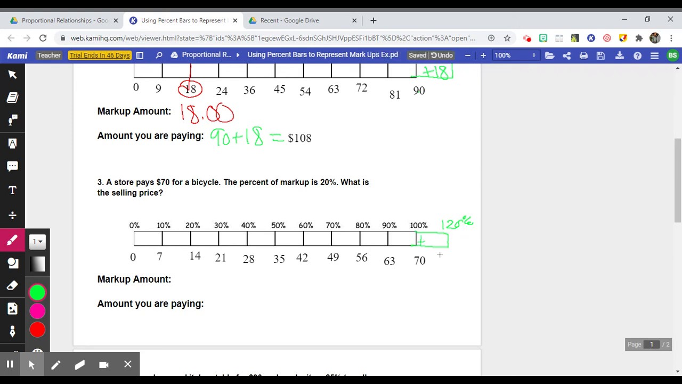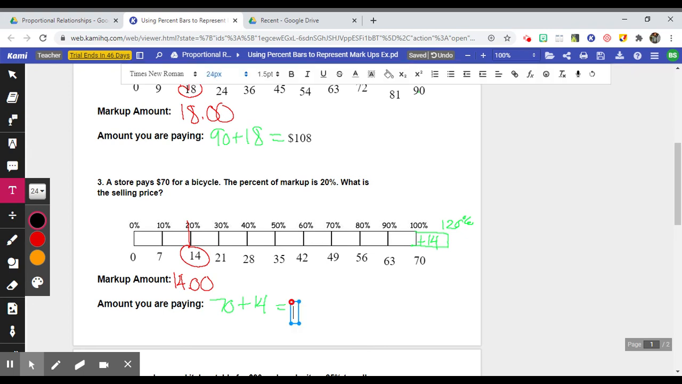I need to figure out how much money I'm adding to that $70. So let's take a look at the 20% that I divided up. 20% hits right here at $14. So my markup amount is $14. The store is adding $14 to that bike to sell it to try to make a profit. So we're going to have 70 plus 14. And when I add that, my total cost is going to be $84.